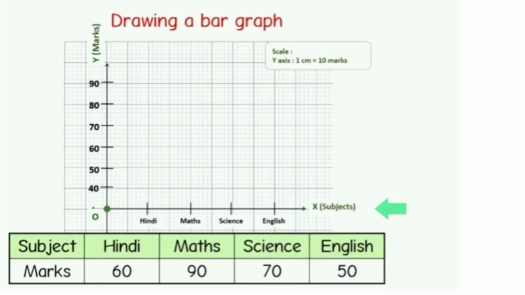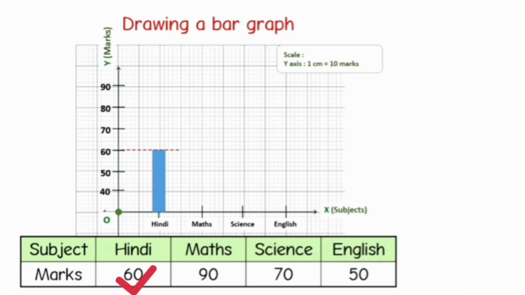And then we write the names of the subjects on the x-axis. When you mark subjects on the x-axis, make sure the distance between subjects and the distance of the first subject from the y-axis is all the same. Now, let us start drawing the bars. We start from the first subject, that is Hindi. Since marks obtained are 60, we draw a rectangle on Hindi that reaches up to level 60 on the y-axis.